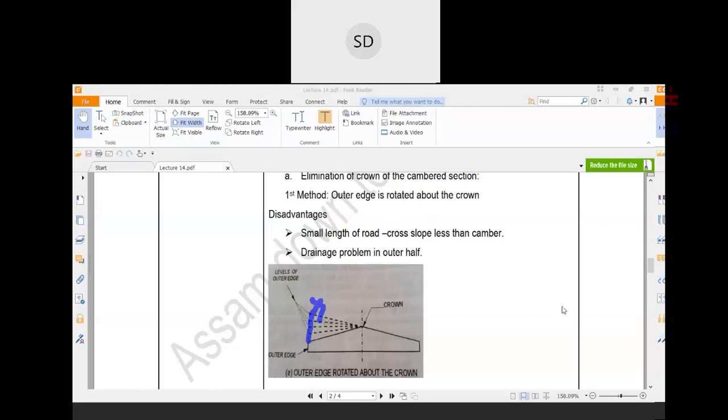Now there are some disadvantages of this outward edge rotated above the ground. First one is, for a small length of road, the cross slope is less than the camber. So basically in such cases, you will get a cross slope that would be less than the camber, and in such cases drainage problems may happen because all this water will be accommodated over there. So there are other methods.